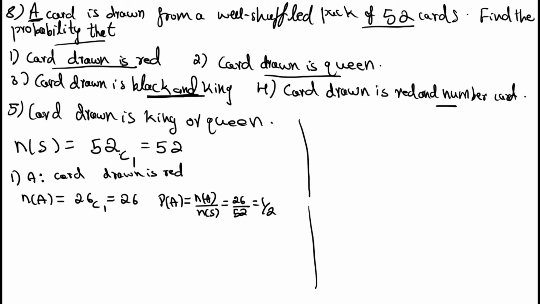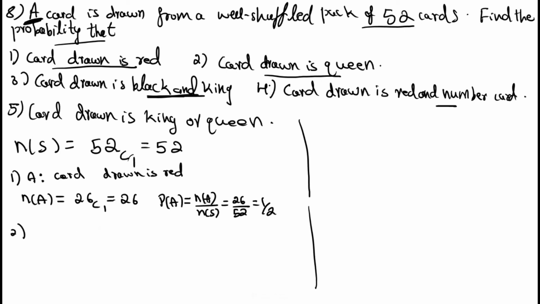Here, why I am writing 52C1, because out of 52 cards, a card is drawn at random. Here you can write directly 52 and 26 value. But in the next two problems, two cards given means you need to take 52C2, like that. That's why from the beginning itself I am writing like this only. From the 52 cards, one card is taken, so 52C1.